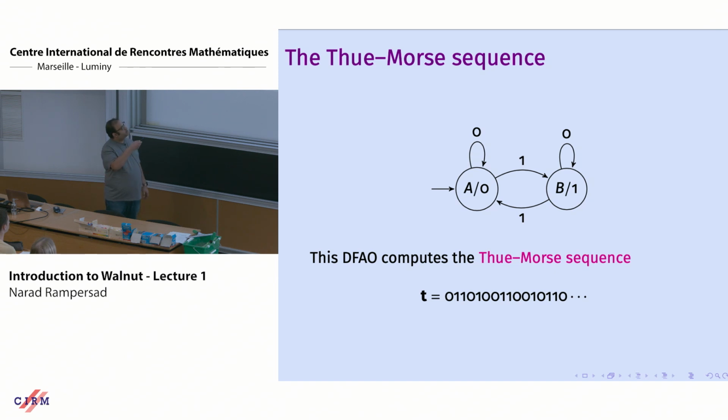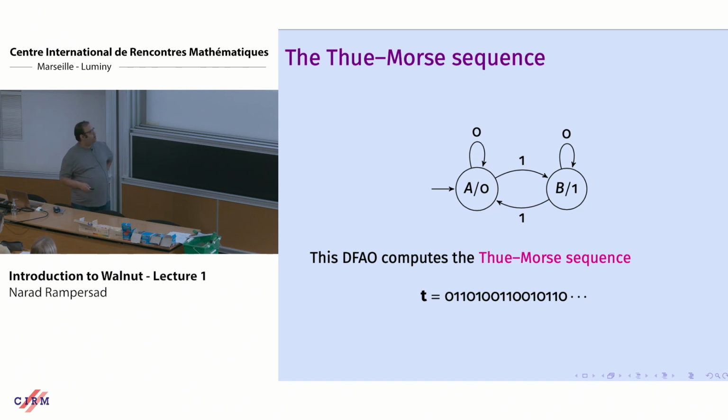Okay, so in this case, here's my example. Here's a DFAO. It looks just like a DFA with states A and B. In this case, the output alphabet is just 0 and 1. This particular DFAO computes a sequence called the Thue-Morse sequence. If I want to find the nth term of this sequence, I write n in binary, put it through the automaton, and it will output either 0 or 1, depending on where it goes.